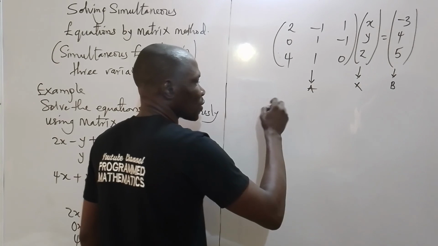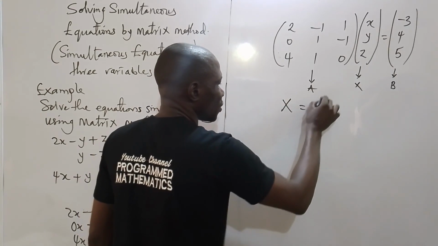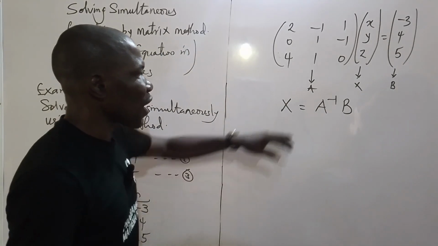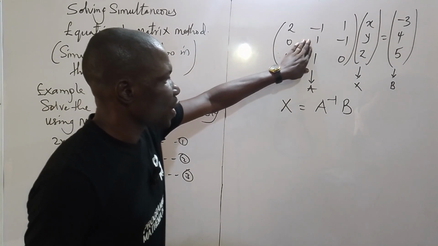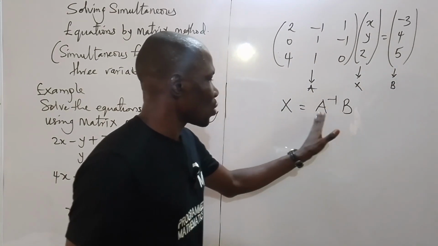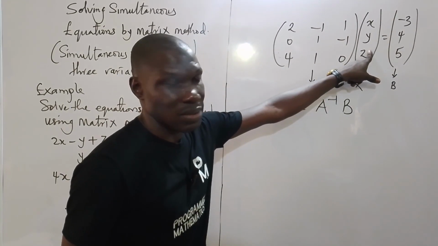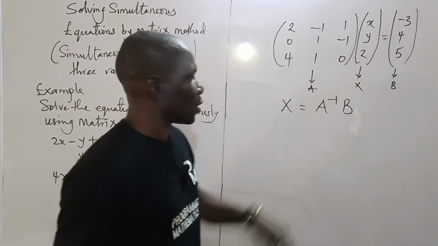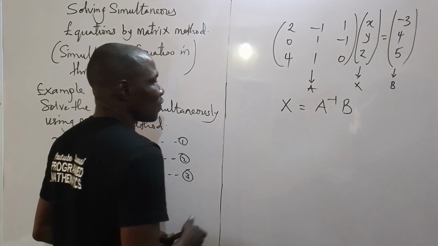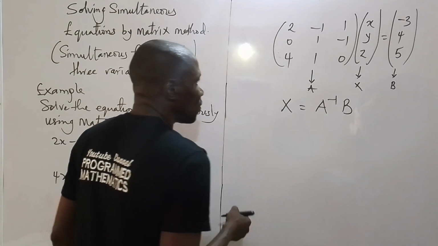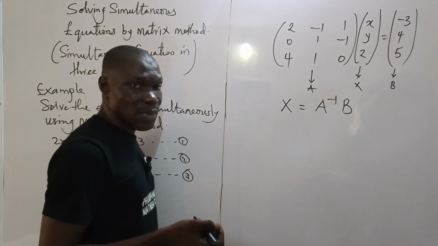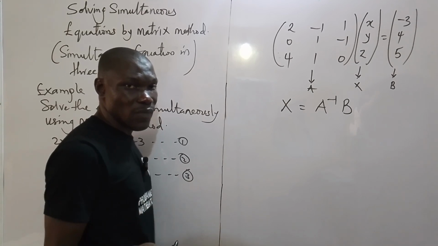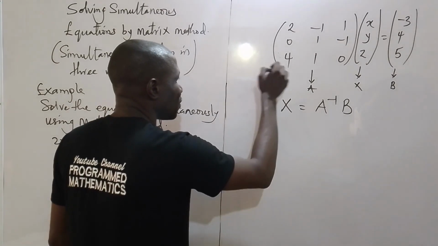So from what we did previously, remember we said matrix X is equal to the inverse of matrix A times B. So we need to find the inverse of this matrix. Whatever we get, multiplied by the matrix B, will give us the matrix X, which represents this. In that case, we'll be able to find x, y, and z. So let's get the inverse. But remember, the first thing, to get the inverse, we need to get the determinant, the cofactors, the adjoint of the matrix, then we find the inverse. So first, we find the inverse of matrix A.